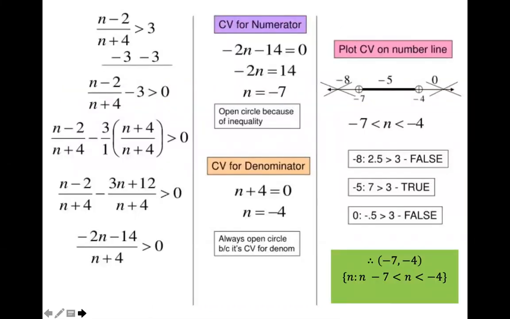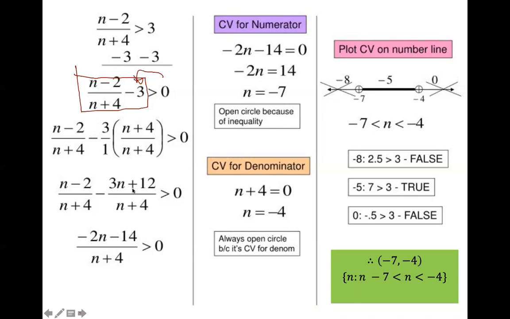So this time, it's (n - 2)/(n + 4) > 3. So the first step is to make one side equal to 0. Since 3 is on the right side, we transpose it to the left side, meaning we subtract 3 from both sides. And then we simplify this inequality by looking at our least common denominator and then simplifying the inequality.